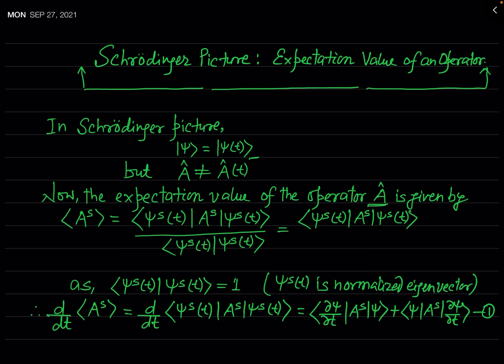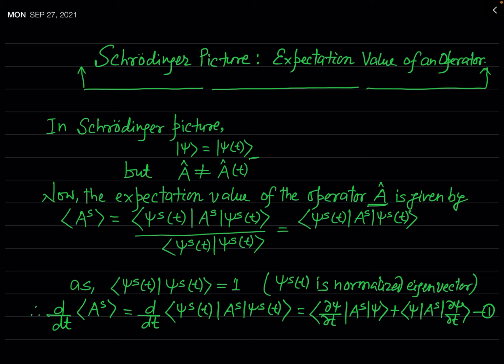So, to differentiate the concept of different pictures, I have used here the superscript s. When the Heisenberg picture is discussed to find the expectation value of the operator, we will use the superscript h, and in case of the interaction picture we will use the superscript I. So to differentiate these things, I have used here the superscript s. So remember, this s refers to the Schrodinger picture.